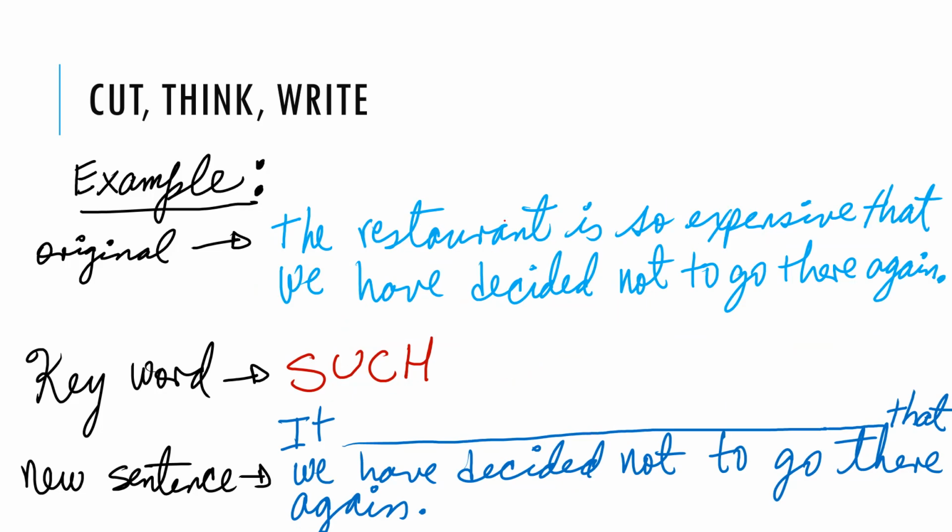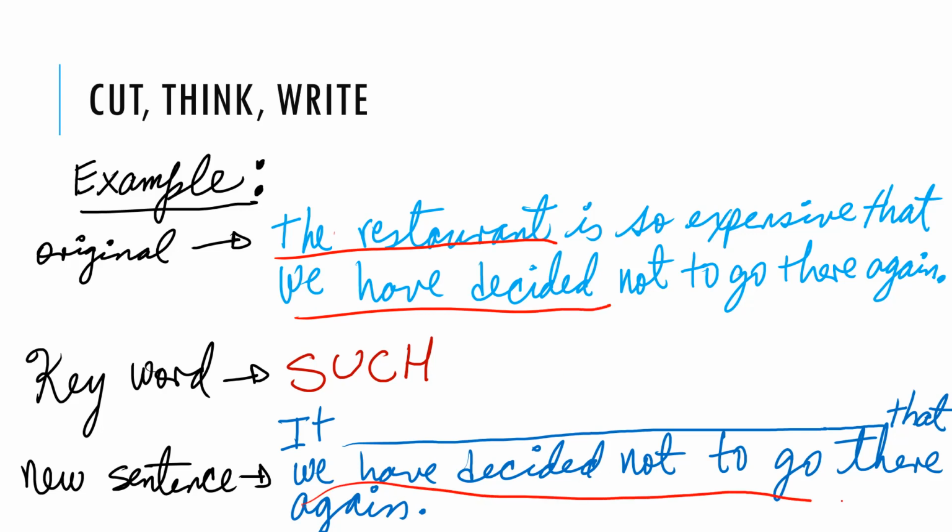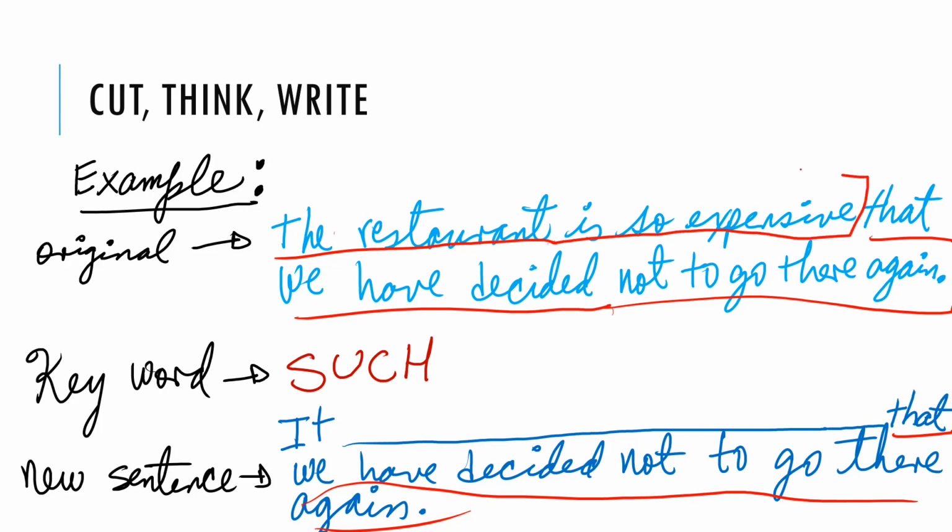So here you have: the restaurant is so expensive that we have decided not to go there again. Okay, "such," and then the rest. So here, for instance, we have decided, so "we have decided," okay, and then "not to go there again." And here we have "that," okay. So I don't have "the restaurant is so expensive." This is what I don't have.